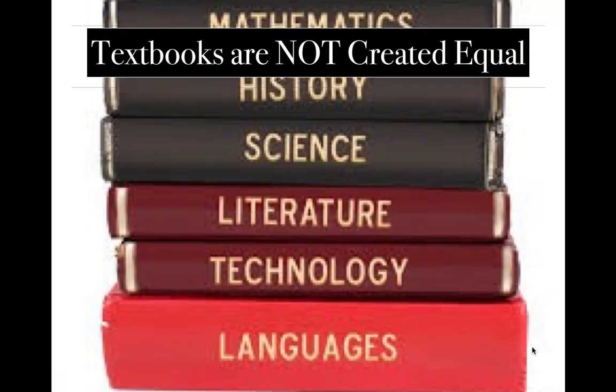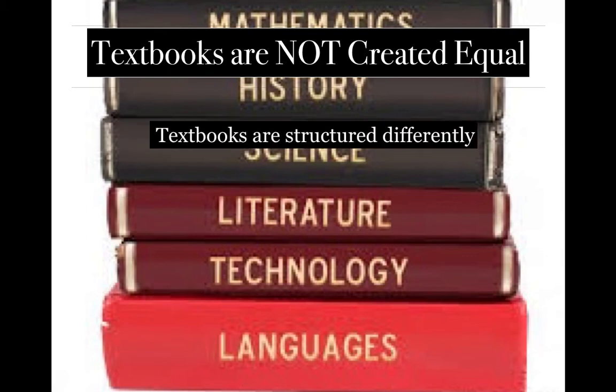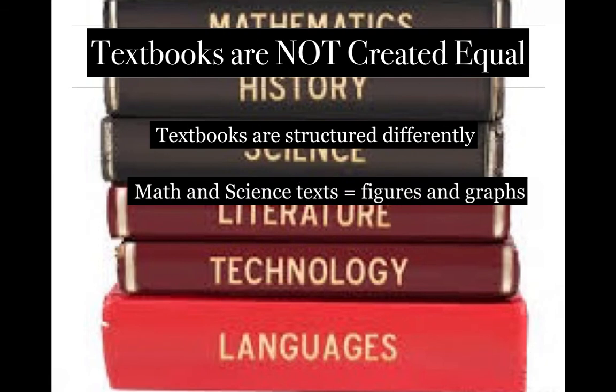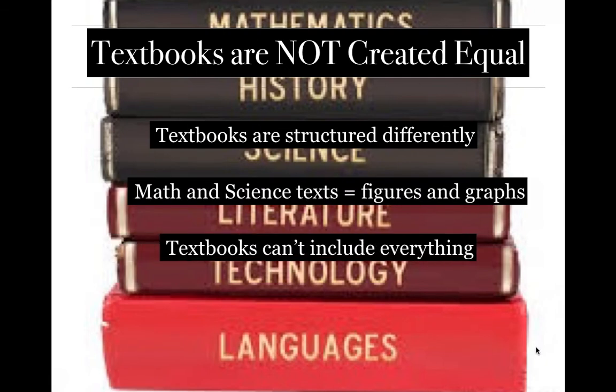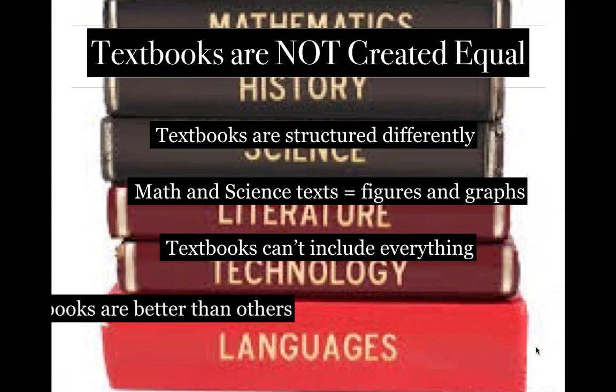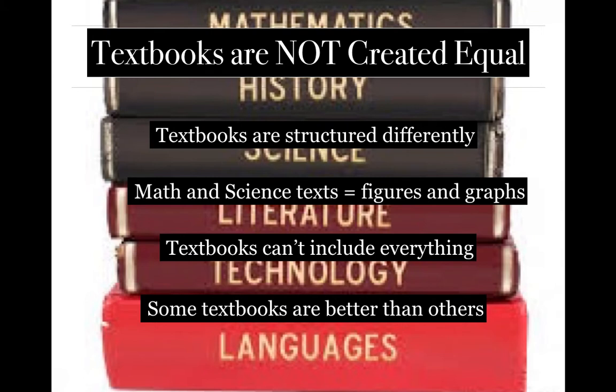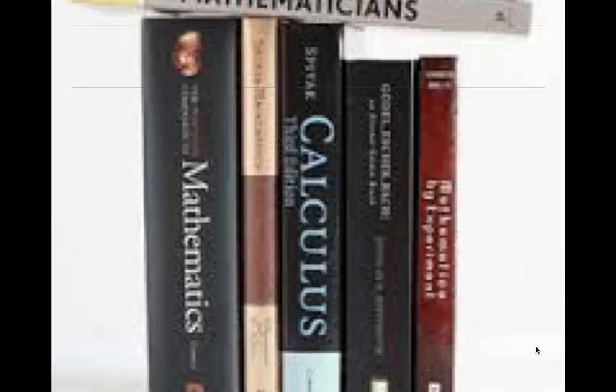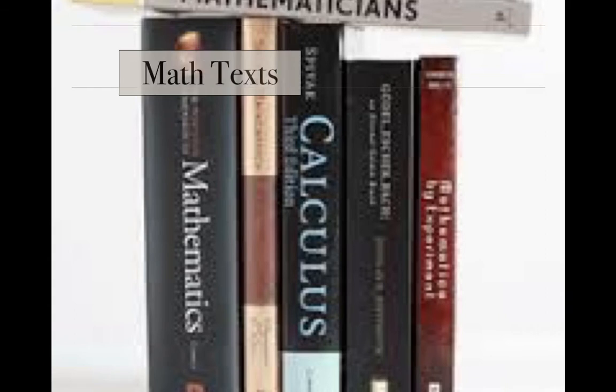As we proceed within our textbook, they talk about how in this chapter textbooks are not created equal. They're all structured entirely differently. Math and science texts usually have figures and graphs, and textbooks can't include everything. This is the reason some instructors include supplementary readings. Some textbooks are better than others, and this happens all the time.